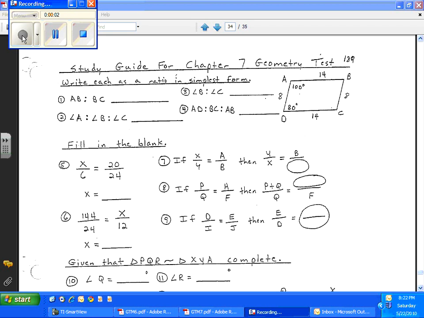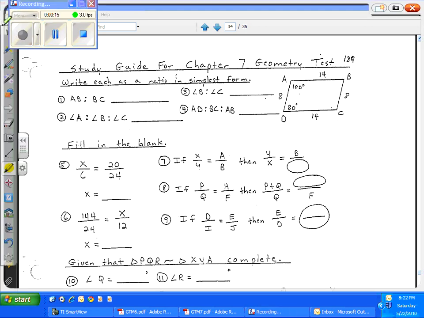Study guide for Chapter 7 test. Again, remember there's a homework that looks like the study guide, and the test looks like the homework, which looks like the study guide. So this should be a good review for the test. It says write each ratio in simplest form.